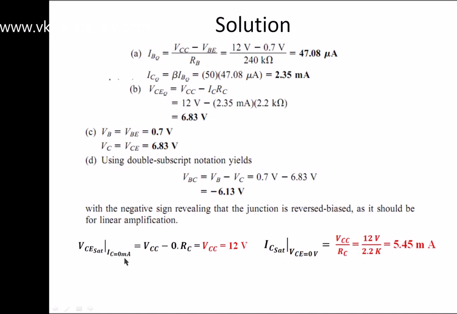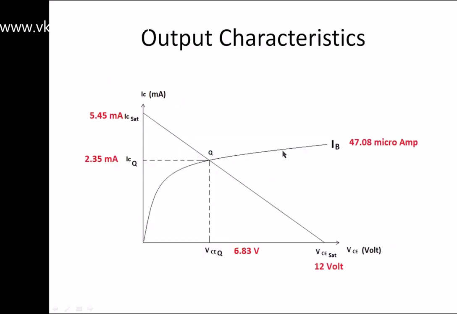We calculated the saturation voltage by keeping IC current equal to 0 milliampere, which is 12 volt, and the saturation current by keeping VC voltage equal to 0, which is 5.45 milliampere. The most important thing is the IBQ formula and VCQ formula. And these output characteristics we have drawn. This Q point is 2.35 milliampere, 6.83 volt, IB current is 47.08 microampere, 12 volt saturation voltage, 5.45 saturation current.